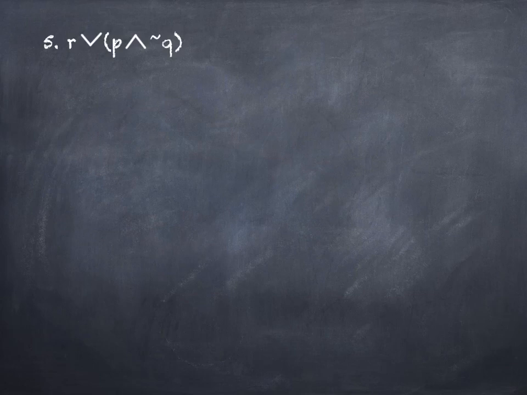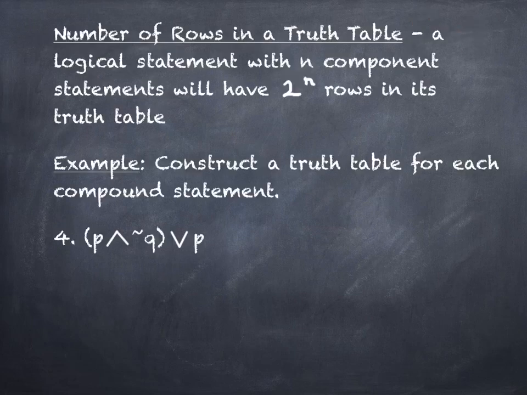2 to the third. So when we get here next time, I'll have 2 to the third, which is what? 8. I heard some 8s, yeah. That's 8 rows. So when we have 3 statements, we'd have 8 rows. Okay? Let's go back to this one right here that I skipped over.